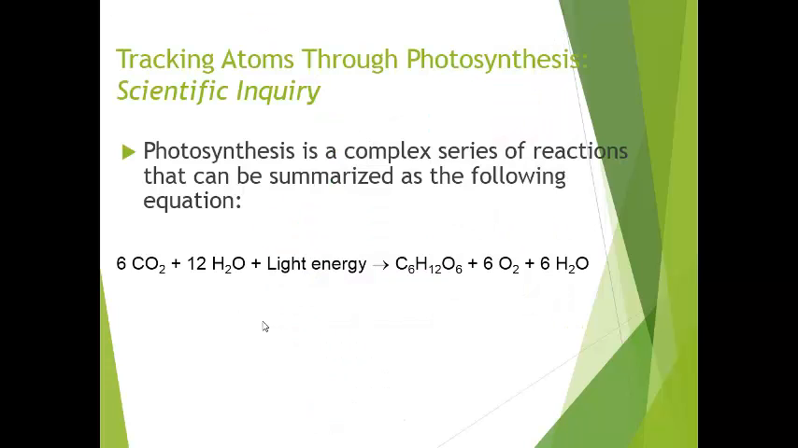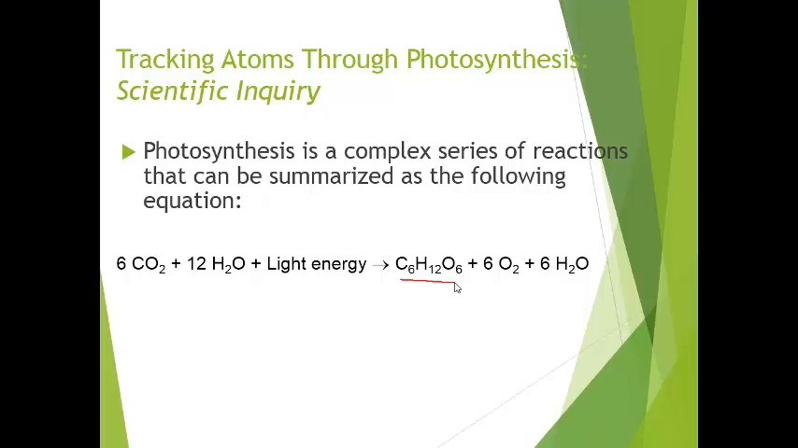Here we see the equation for photosynthesis. It's essentially the opposite of cell respiration. We know that cell respiration is a catabolic pathway. Photosynthesis is an anabolic pathway. It is going to build something. In this case, it's going to be building glucose. Glucose is the chemical energy being produced during photosynthesis.